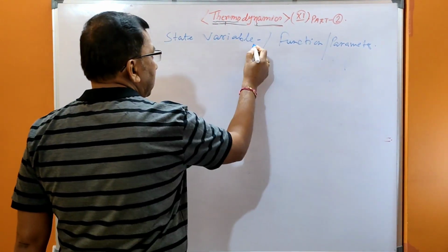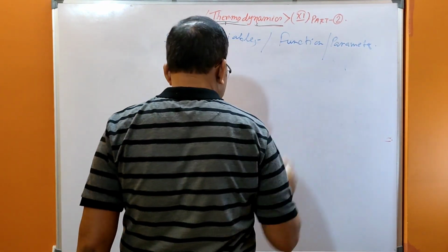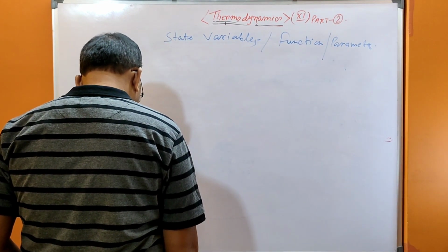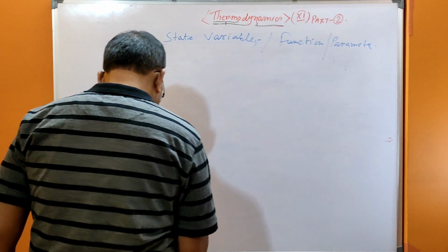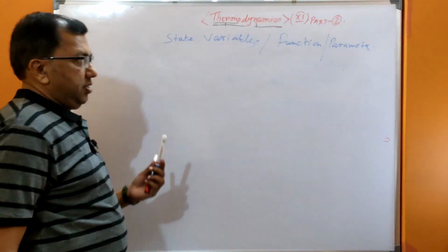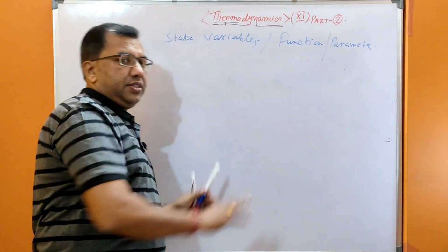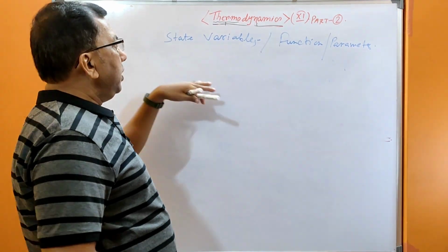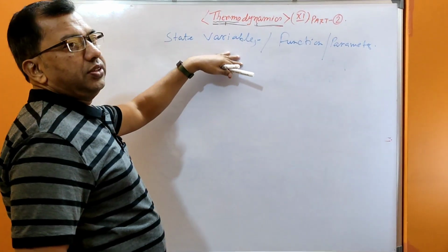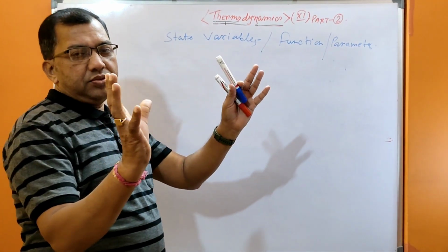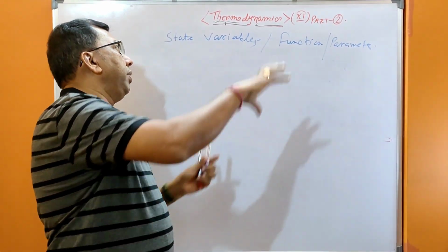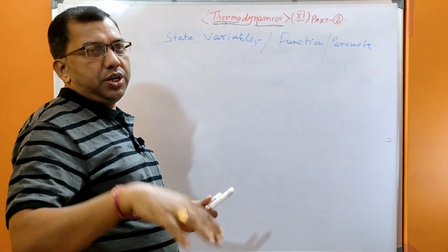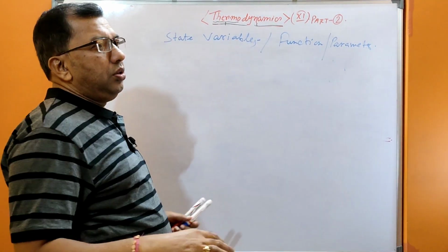State variables, state functions, state parameters. What are these? What do we know here? The variables, the states of the gas. The state of the gas is defined by how? By the state variables, that is by pressure, temperature, volume.